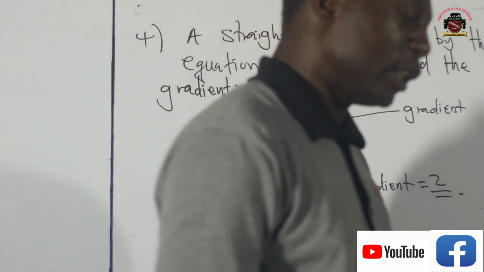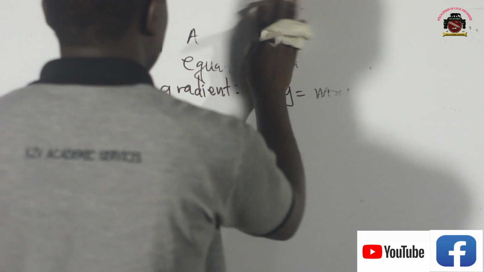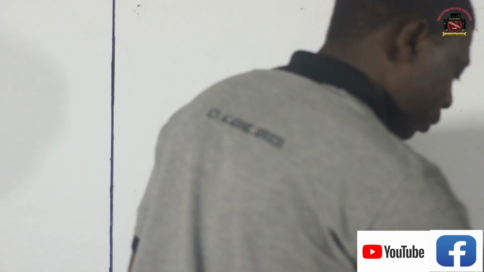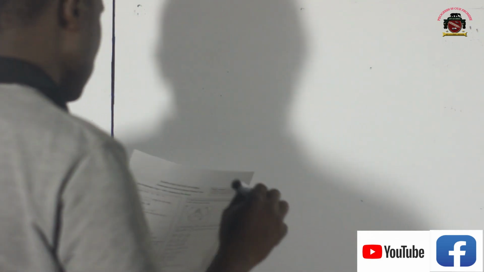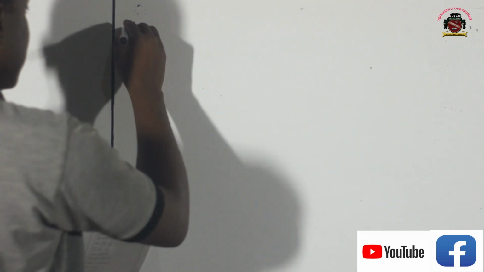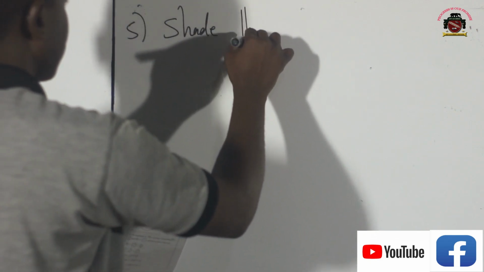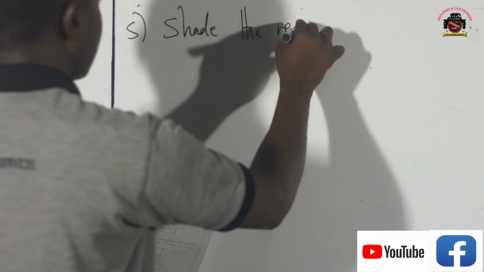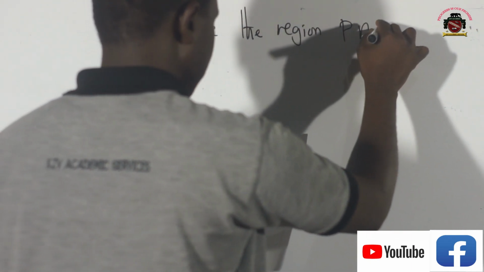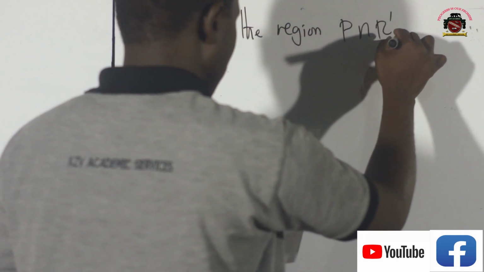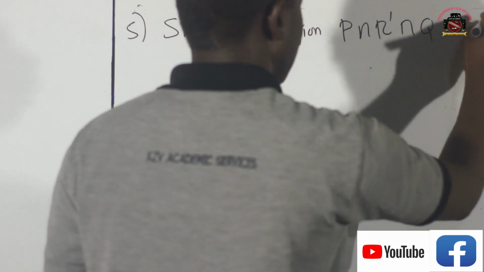Okay, we move on to question 5. Question 5 is saying: shade the region P intersect R complement intersect Q on the Venn diagram.